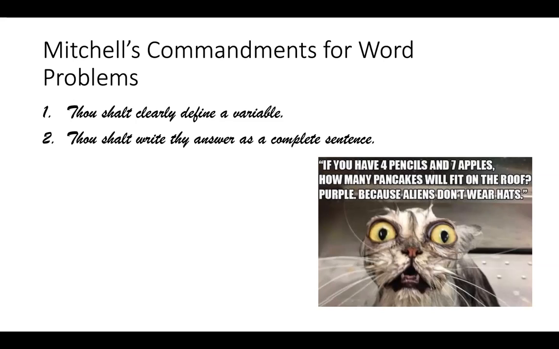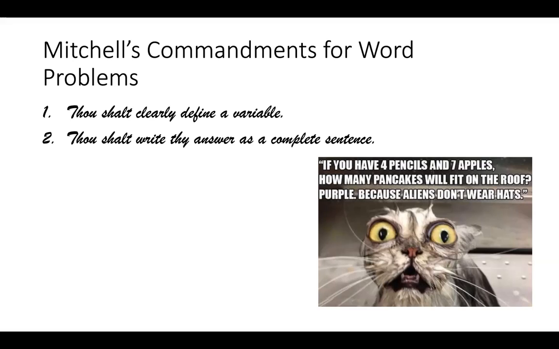And the reason I'm using it here is I'm trying to make the point that even if the problem makes no sense to you, you can at least do these 2 things, and maybe that will trigger you to do something else. So in this case, the question is, how many pancakes will fit on the roof? So you could start by saying, let X equal the number of pancakes that will fit on the roof. And then before you do anything else, at the bottom of the paper, start your complete sentence where you're going to write the answer. The number of pancakes that will fit on the roof is blank.